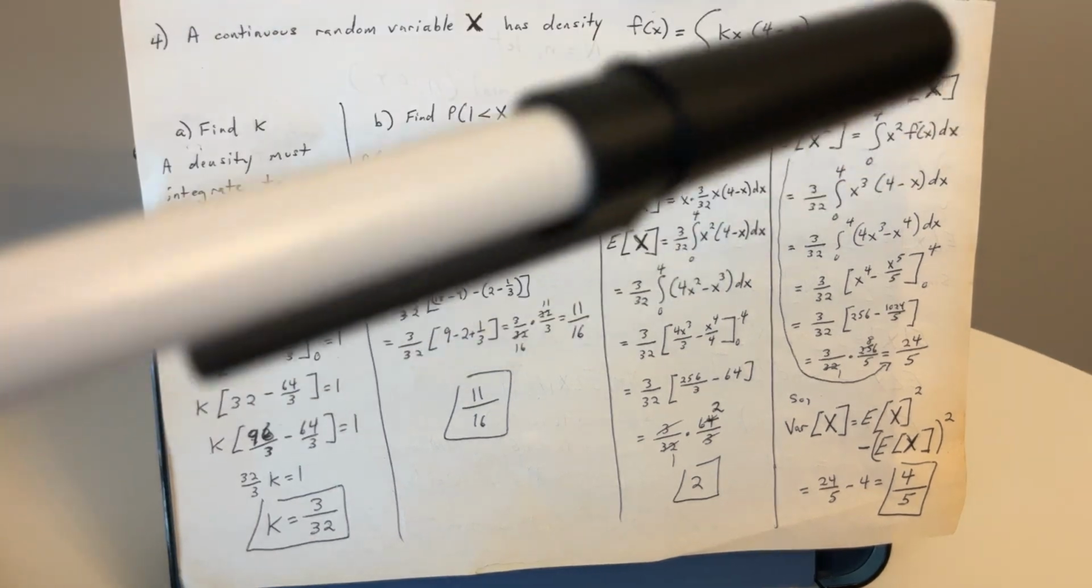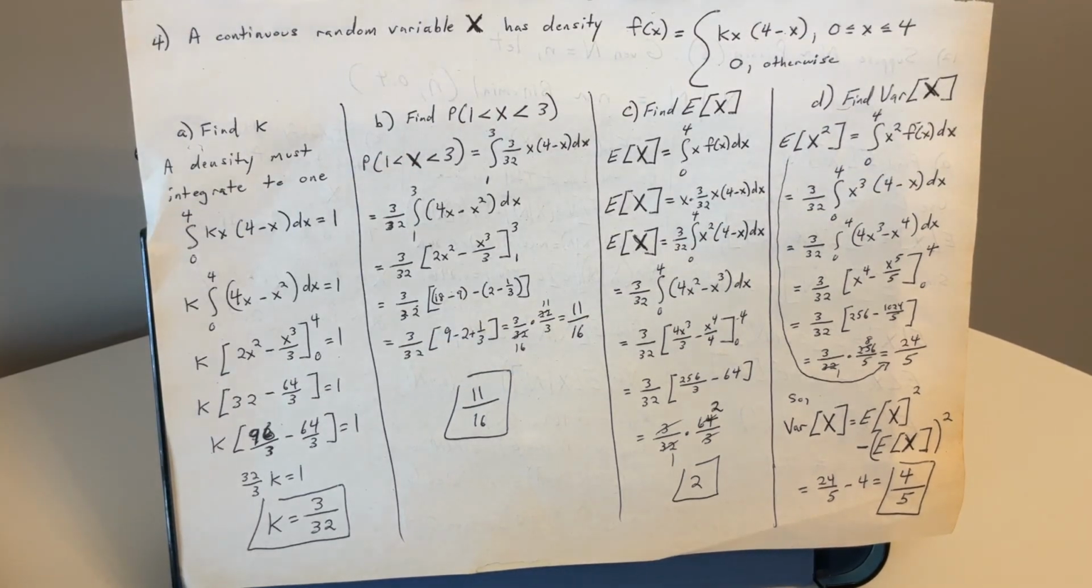And for letter D, we have the variance. To get the variance, we need the expected value of X squared. So we integrate from 0 to 4, and this time, instead of x times f of x dx, it's x squared times f of x dx. Same thing: integrate and perform the computation. We get 24 over 5.